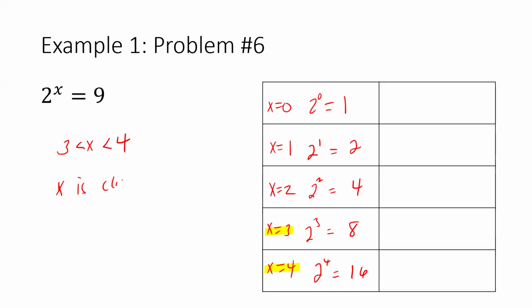X is closer to 3 than to 4. Okay, we didn't find the actual answer. To find the actual answer here, you're asking yourself, 2 times what number over and over will give me 9. Well, it's not going to be an exact number, is it? As we can see, it's going to be a decimal value. So we found our approximation.